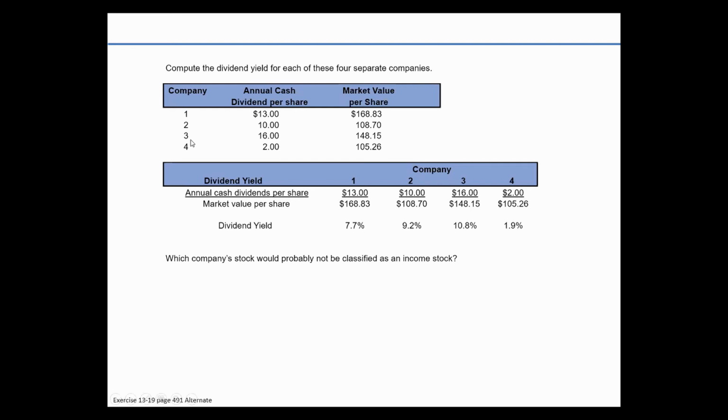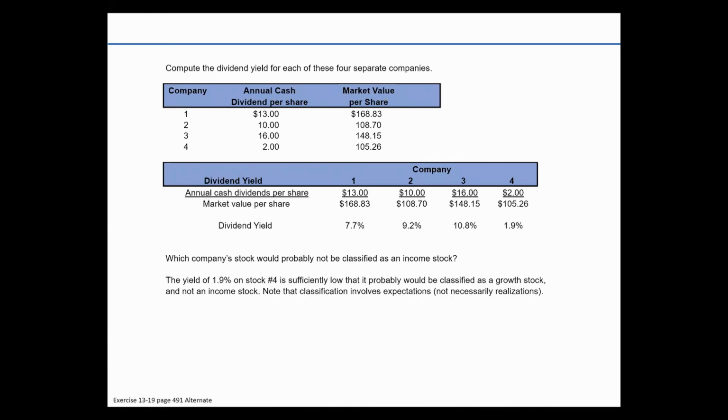Now, which company's stock would probably not be classified as an income stock? The yield of 1.9 on stock number 4 is sufficiently low that it probably would be classified as a growth stock, not an income stock. Note that classification involves expectations, not necessarily realization. So it's because this one has a really low dividend yield.